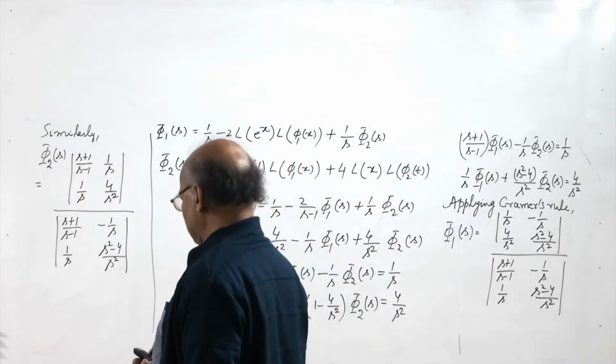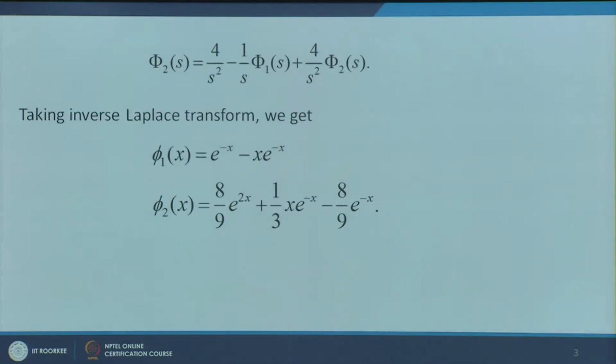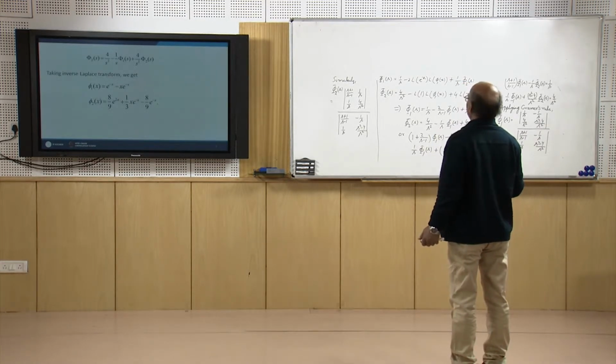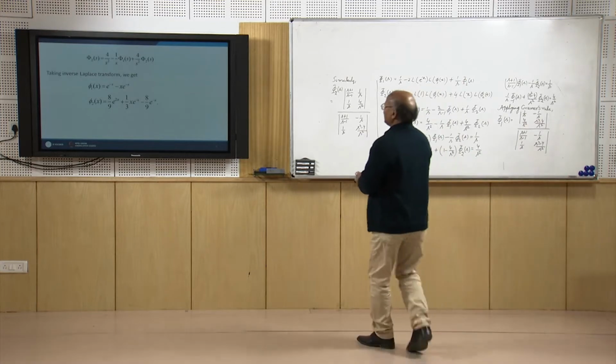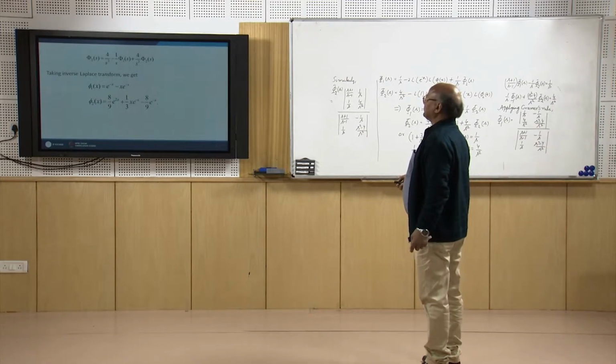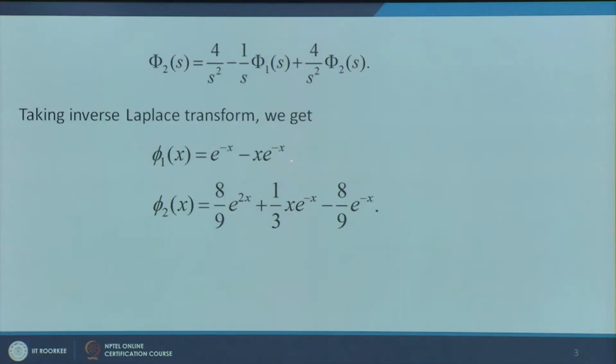After simplification we will see that, after we simplify the expressions of phi 1 s and phi 2 s and then take the inverse Laplace transform, you will see that phi 1 x comes out to be e to the power minus x, phi 2 x comes out to be 8 by 9 e to the power 2 x plus 1 by 3 x e to the power minus x minus 8 by 9 e to the power minus x.